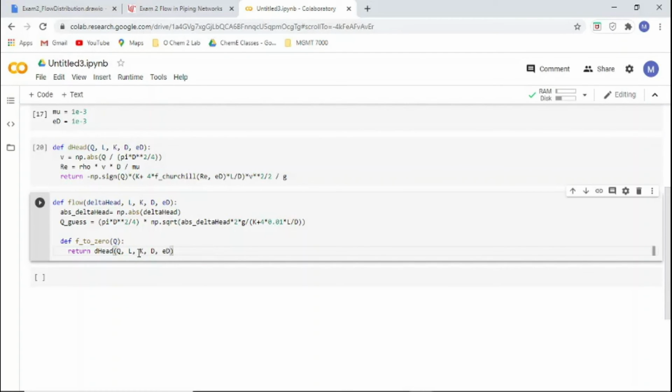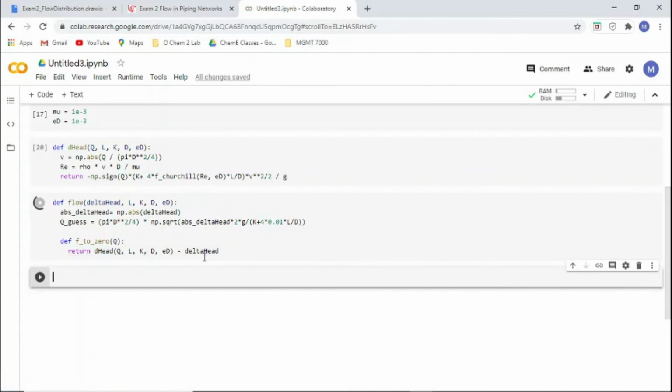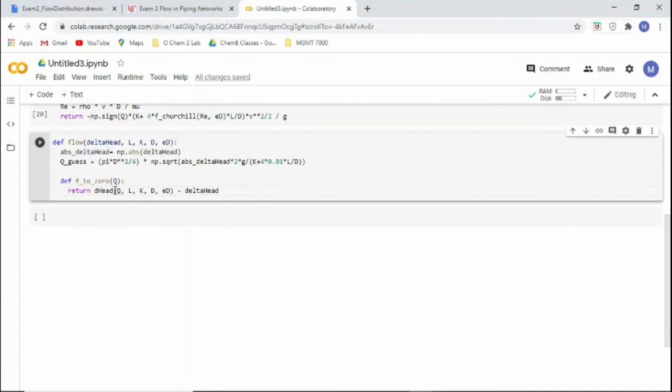I did not need the colon. And then minus the delta head, that is here. So we're going to find the flow that gets us to where the calculated head minus the supplied head is equal to 0. So now I have this function, and this is the function that we want to zero out.